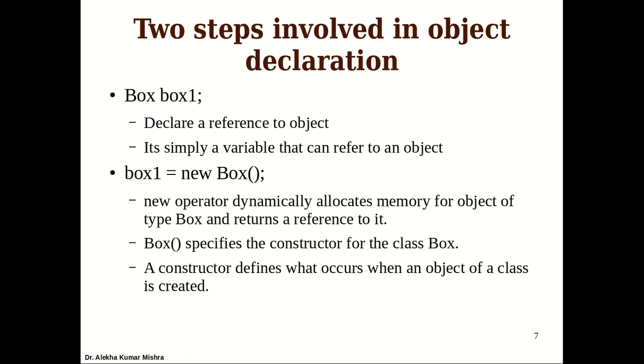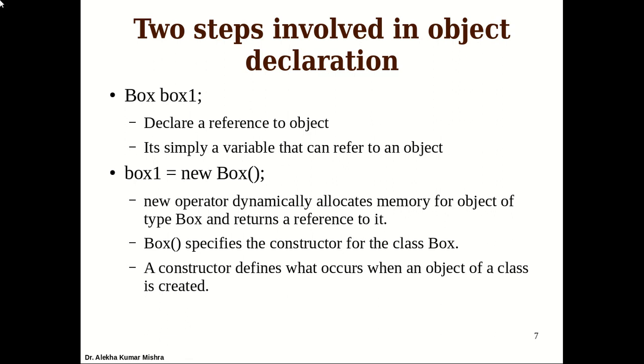Because they share the same type, box 1 has the ability to hold the reference to any Box type object. Here we can see that, as we already know, Box is a constructor. The new operator is dynamically allocating the memory, but at the same time we are also invoking the constructor, because we can also perform some initialization task when an object is created. Sometimes we need to initialize some data fields with values when it is created, so that is done.